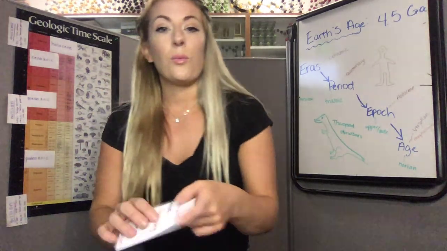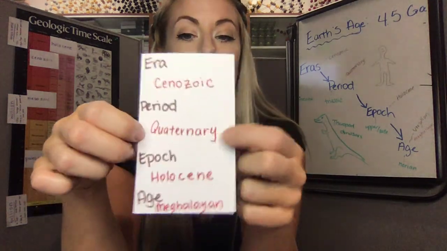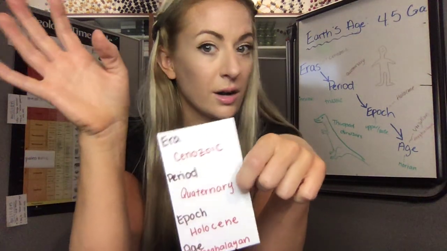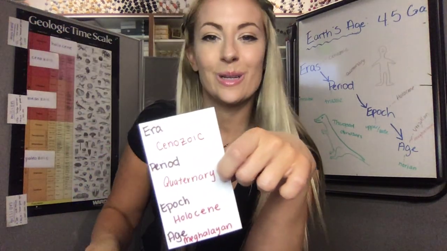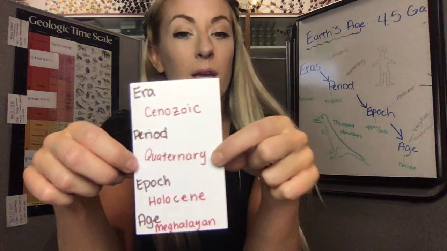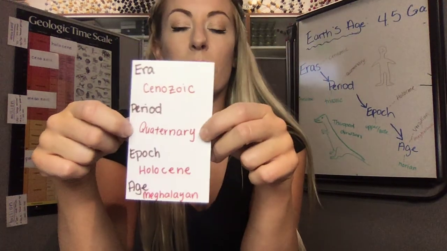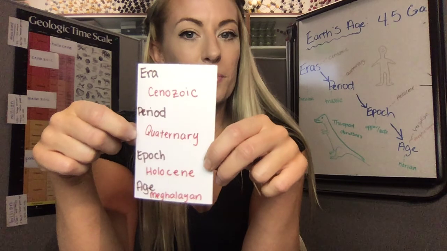So we know that we live right now in the Cenozoic. The period that we are in is referred to as the Quaternary, and I'll get to that briefly because in a little bit, I'll be going over the periods that belong to each of the Paleozoic, Mesozoic, and Cenozoic. So we are currently in the Quaternary period, and that one's going through some changes.